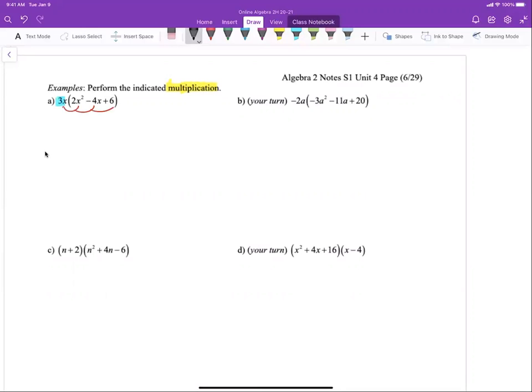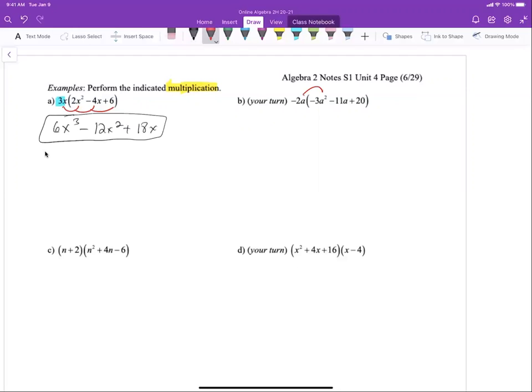When I multiply 3x times 2x squared, I have to use my rules for exponents, and I will get 6x cubed. I have to add the exponents together. Then I will get minus 12x squared, and 3x times 6 will give me 18x. And why don't you try one yourself?